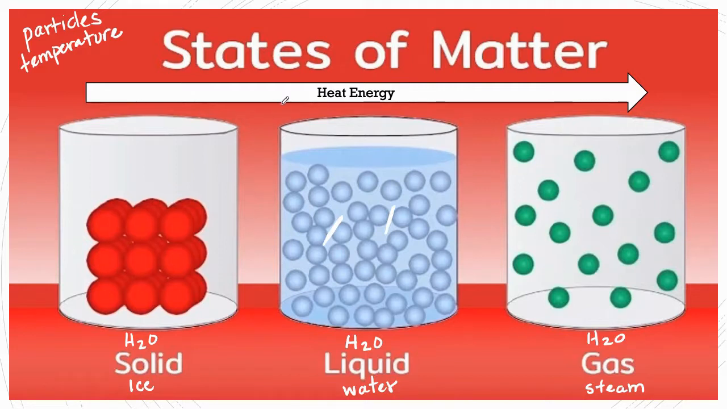If you take away heat, the opposite happens, right? If we have liquid water and we take away heat by putting it in our freezer, we'll get solid ice, okay? So heat energy moves everything towards the gas state, and removing heat or taking away energy moves it towards the solid state. But there is actually one more thing that can determine whether something is a solid, a liquid, or a gas, and that's pressure.